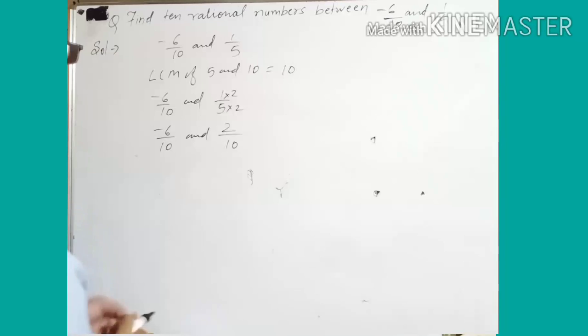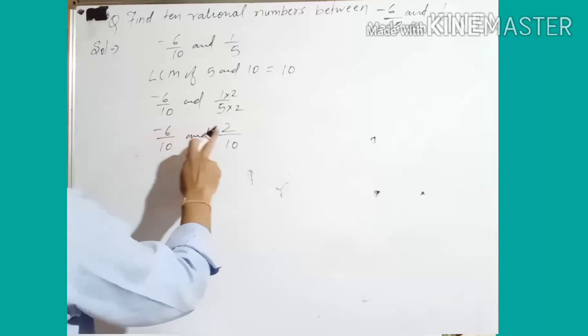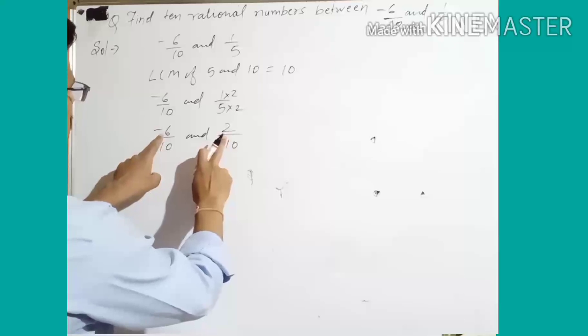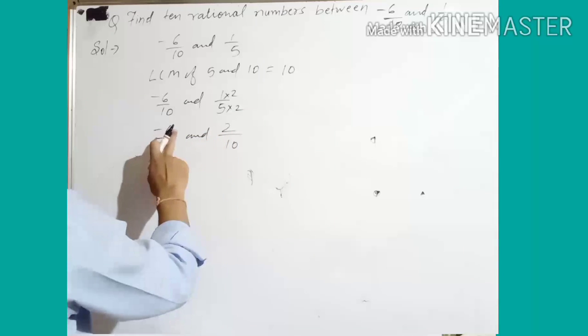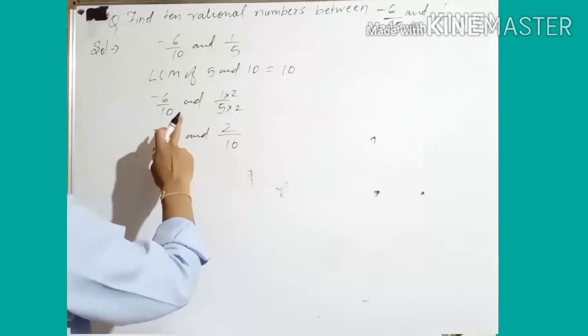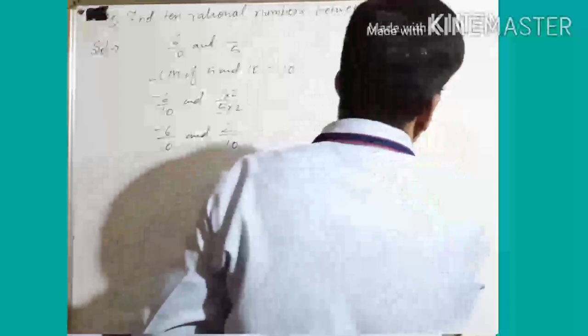There are many students who think that we got the 10 numbers. No. Between minus 6 and 2, which numbers will lie here? Minus 5, minus 4, minus 3. Okay, I will show you with the help of a number line.